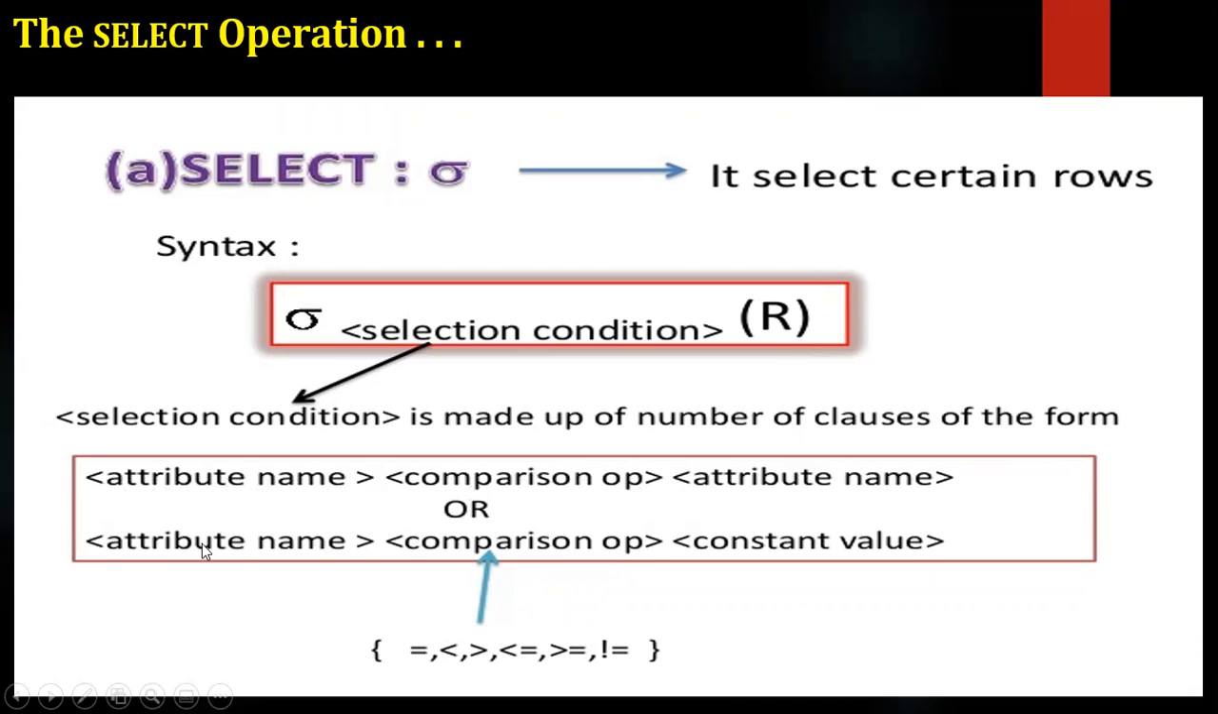Similarly, comparing attribute name with the constant value means here I want to display names of those students whose marks is greater than 98. So here marks greater than 98, between attribute name and values. So like this we can write a select operation.